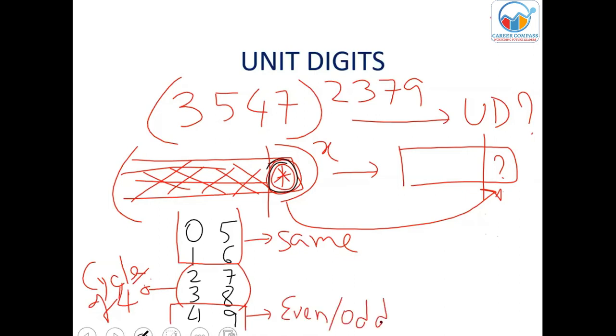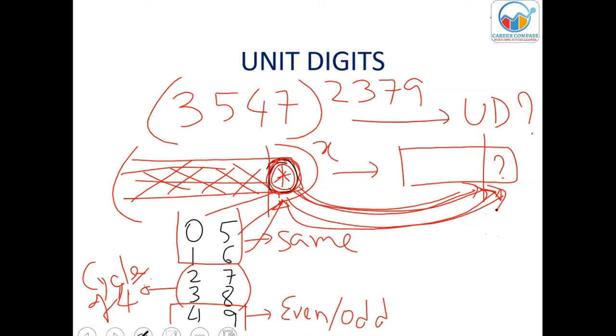Now, what are the situations? First of all, put a 0 here. Doesn't matter whichever power you raise, your unit digit will be 0. Put a 1 here. Doesn't matter whichever power you raise, the unit digit will be 1. Put a 5 here. Doesn't matter whichever power you raise, your unit digit will be 5. Put a 6 here. Doesn't matter whichever power you raise, the unit digit will be 6.